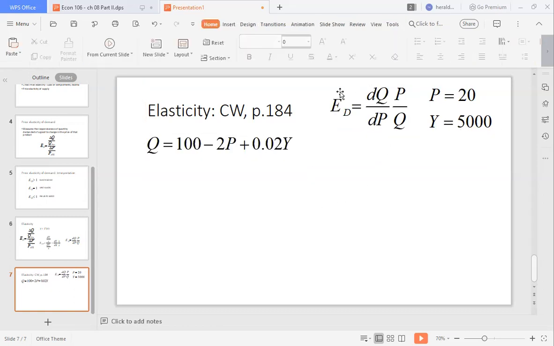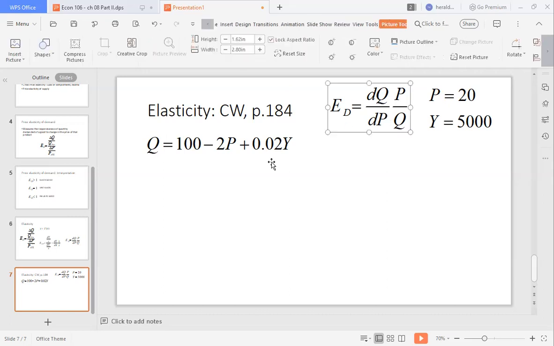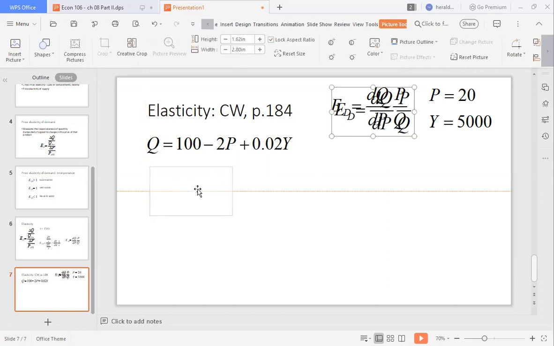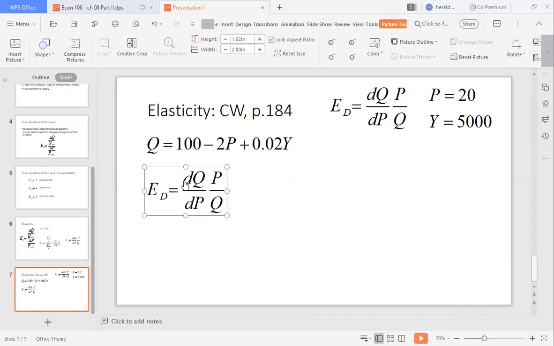So again, our formula for solving the price elasticity is this: the ratio of a change in Q over a change in P, multiplied by the ratio of price over quantity. So our values have been specified, where P is equal to 20 and Y is equal to 5,000. In this case, we need to look for the price elasticity of demand. So using the equation, we can simply input those numbers into our function here.